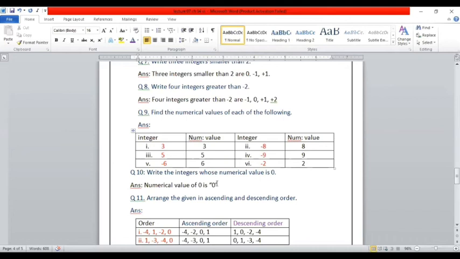Yes, students, in the case of zero, the integer whose numerical value is 0 itself. 0 has no sign. So the numerical value of 0 is 0.